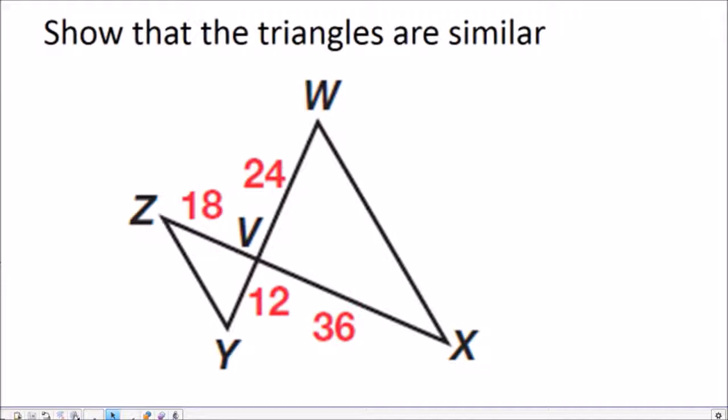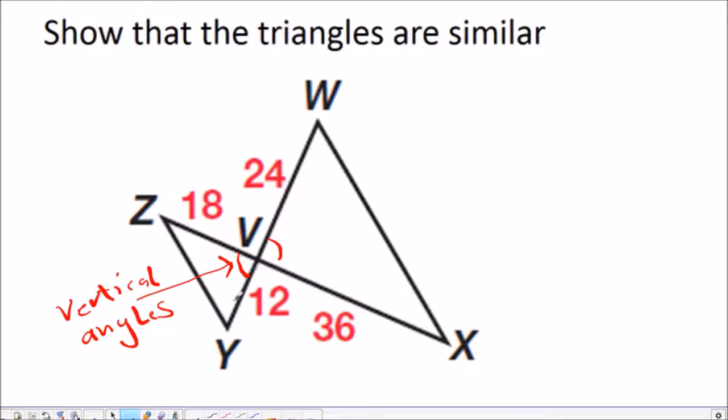Okay, and here's the first thing I'm going to notice. It jumps out at me right away that I have a pair of vertical angles right here, so I'm going to label those. Vertical angles. Okay, and so the next thing I want to look at is where these side lengths are written.